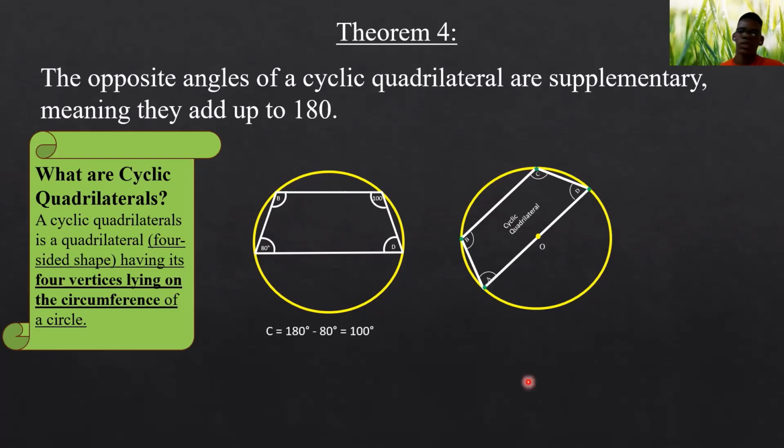Again, over here, we have another cyclic quadrilateral. Again, this is just a different orientation so that you can still see that this is a cyclic quadrilateral, because all four vertices are on the circumference. And it's a quadrilateral because it has four sides. It's a four-sided shape.